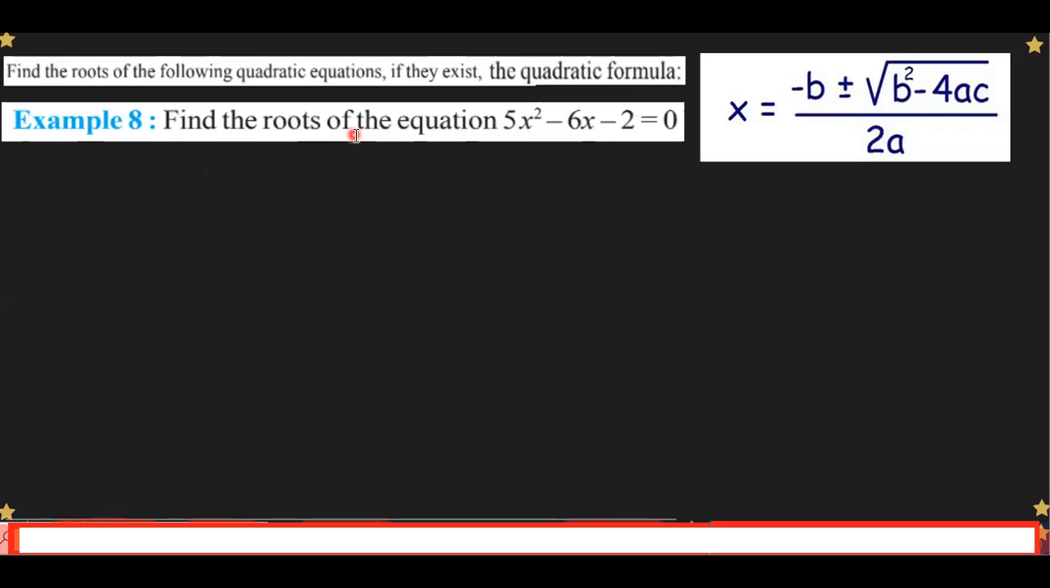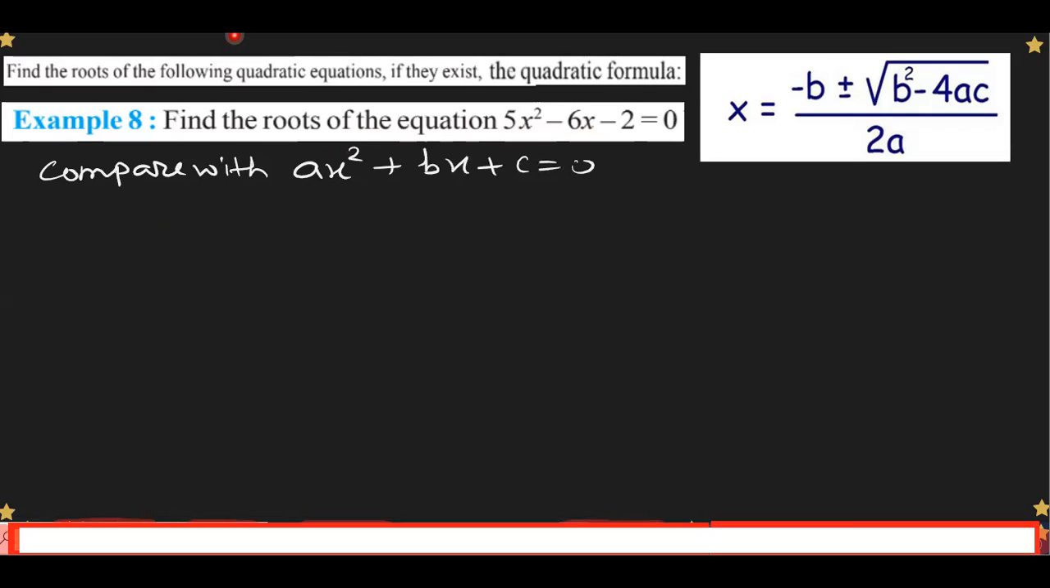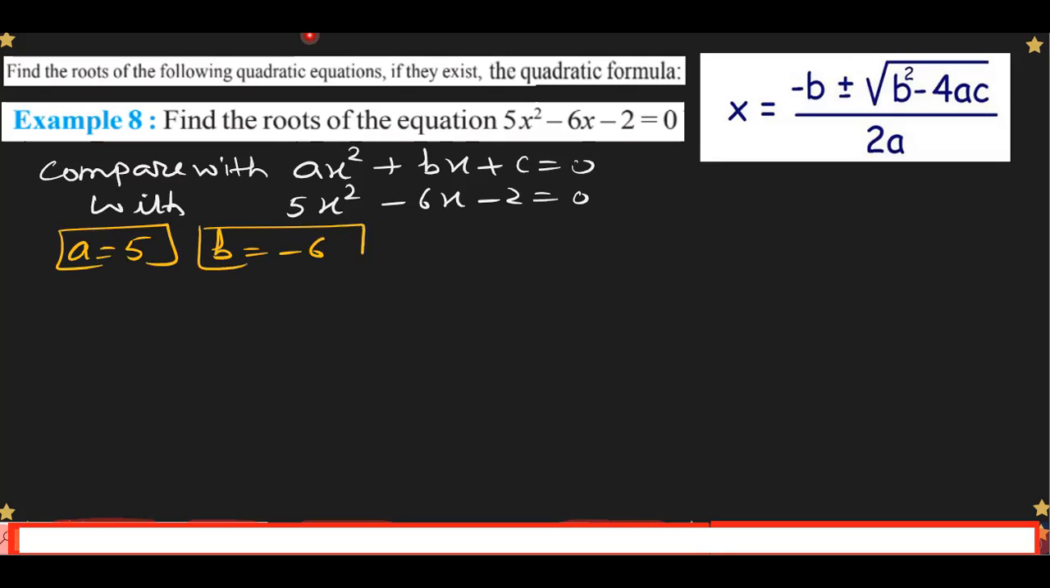Example number 8. Find the roots of the equation 5x square minus 6x minus 2. So first of all, we have to compare with the standard form, that is ax square plus bx plus c is equal to 0, with 5x square minus 6x minus 2 is equal to 0. We have a is 5, we have b is minus 6, and we have c is minus 2.